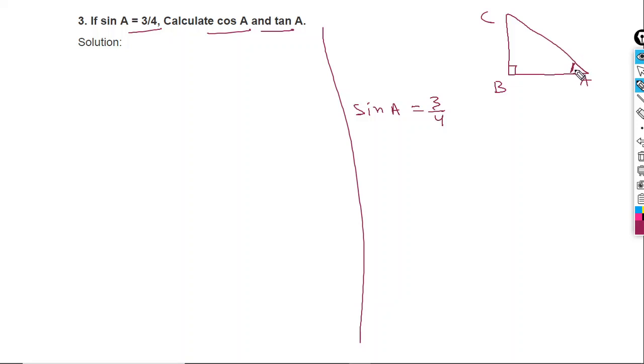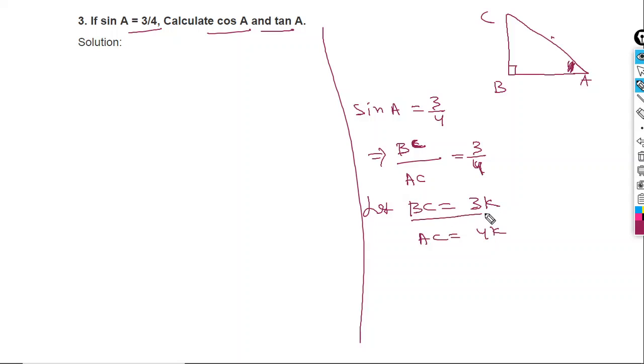Now sin A means side opposite of angle A divided by hypotenuse, that means opposite of angle A is BC, implies you can write BC by hypotenuse is AC, BC by AC equal to 3 by 4. Okay, now we'll assume let BC equal to 3K and AC equal to 4K, because BC by AC equal to 3 by 4.